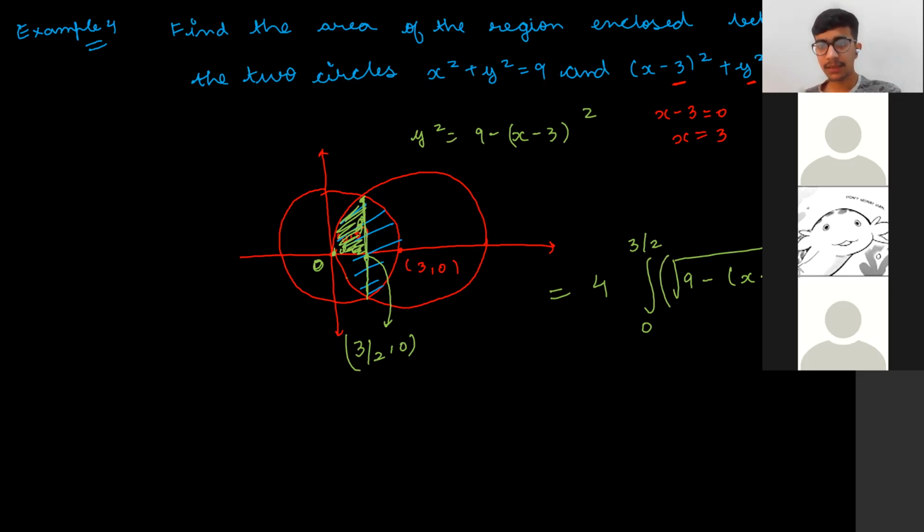So rather than calculating individual circles' area, try to solve questions like this. Try to find out symmetrical figures and make 2 times of it, 4 times of it, something like that. When you solve this, you'll get your final answer to be 6 pi minus 9 by 2 root 3 square units. Okay, 6 pi minus 9 by 2 square root of 3.